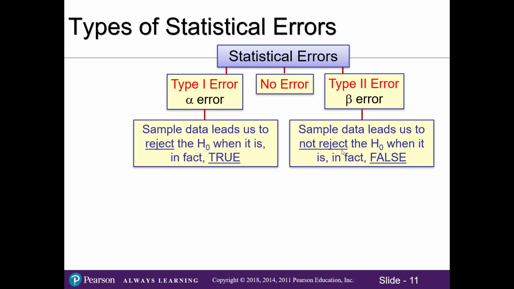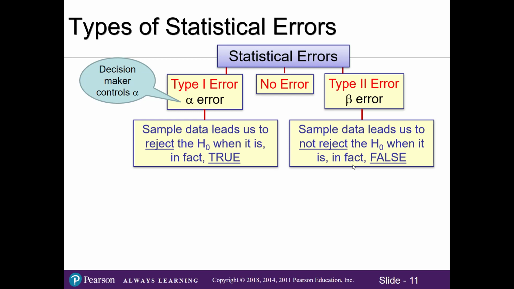In this class, we will focus on type 1 errors, which is when the sample data leads us to reject the null when it is actually true, because the decision maker controls or chooses our alpha level. How much error are we willing to accept? Whereas type 2 error, the sample data leads us to not reject the null when it is false.